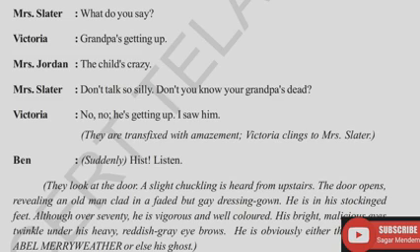Victoria clings to Mrs. Slater. Suddenly, a hissing sound. They look at the door. A slight shuffling is heard from upstairs. The door opens, revealing an old man clad in a faded but gay dressing gown. He is in his stockinged feet. Although over 70, he is vigorous and well-colored. His bright, malicious eyes twinkle under his heavy, reddish-grey eyebrows. He is obviously either the old man Abel Merriweather or else his ghost.